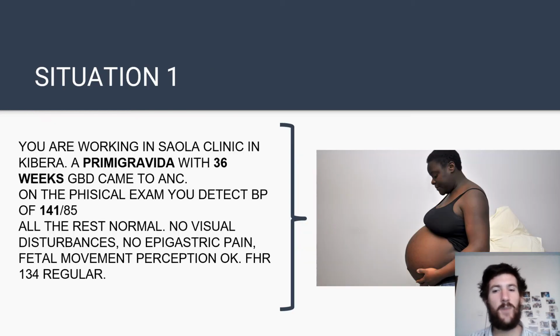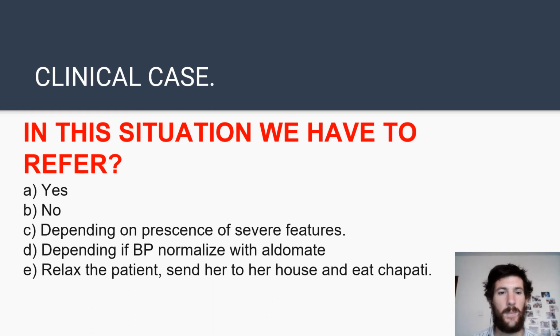Here we have a situation, situation number 1. You are working in Saola Clinic in Quivera. A primigravida with 36 weeks gestation by date came to the ANC. On the physical exam, you detect a blood pressure of 141/85. All the rest is normal. No visual disturbances, no epigastric pain, fetal movement perceptions are okay, and fetal heart rate is 134 regular. In this situation, we have to refer.